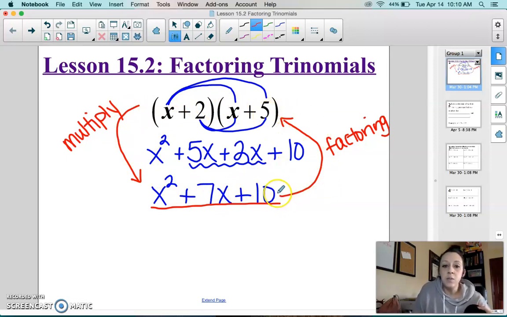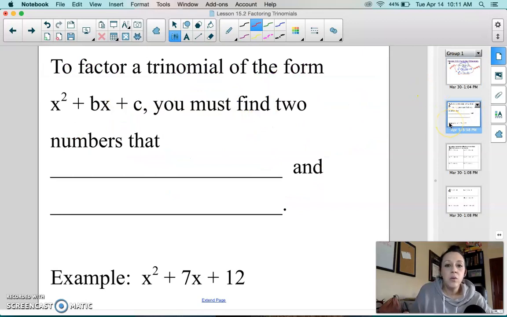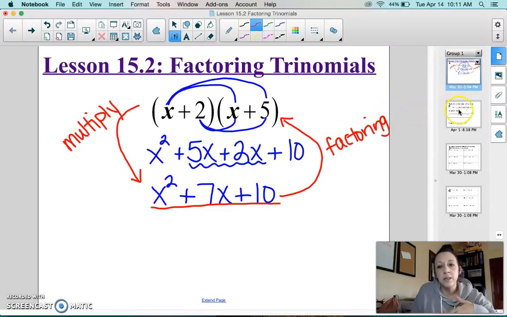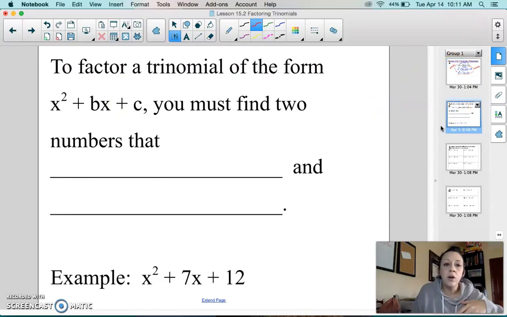Now it may seem really tough to go in reverse and figure out what your 2 binomials are going to look like, but there are little tricks and patterns to it that I'm going to walk you through. So what we're going to do is make this more general. Instead of having numbers like 7x and 10 like we had here, we're going to call them letters, that way I can give you a general description of what's going on.